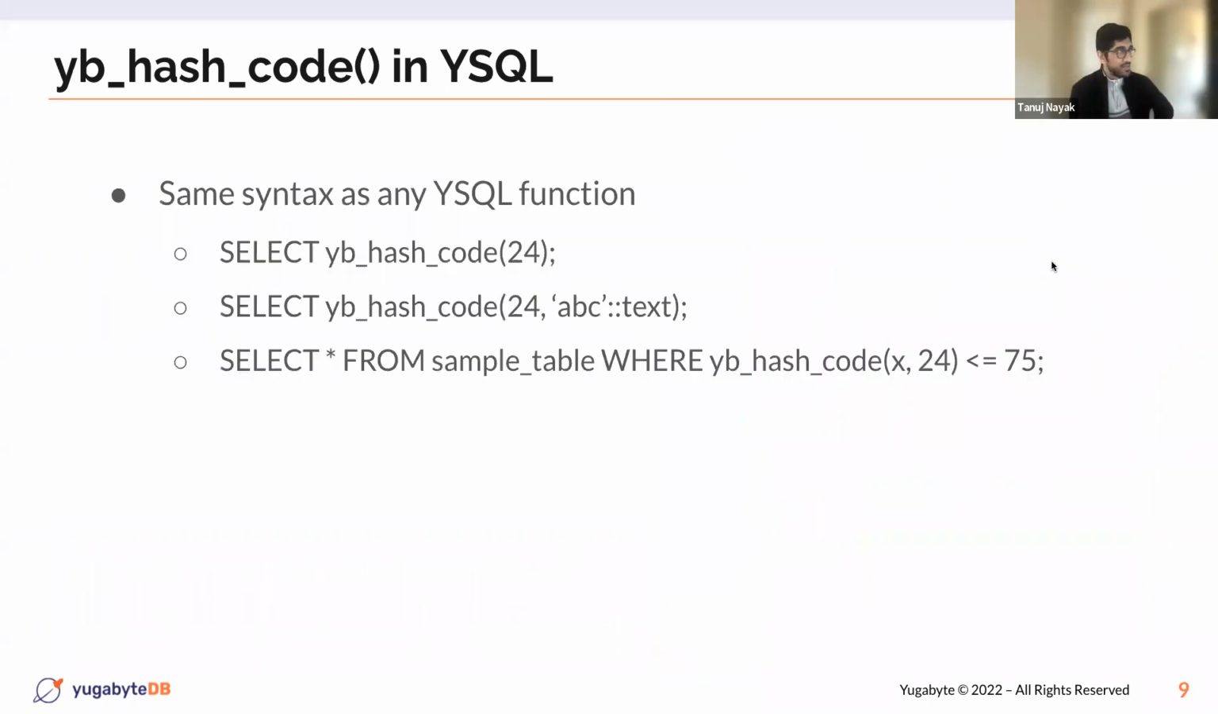Let's dive further into ybhashcode usage. It has the same syntax as any YSQL function. It is a function that takes in parameters, and these parameters can really be anything that fits in a primary key. They can be column references, or hard-coded values of multiple types, and the function can go in your select target or your select filter.